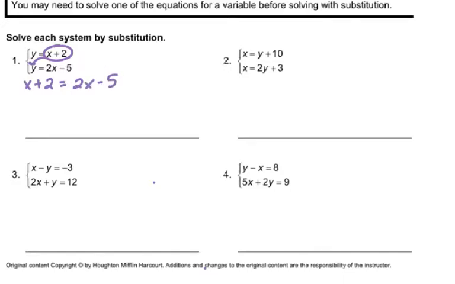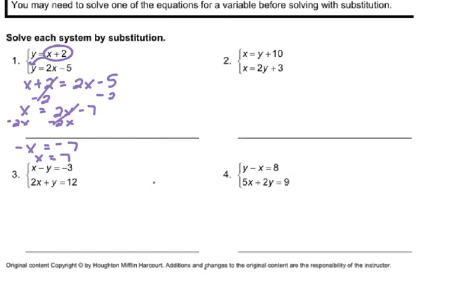So now what we want to do is solve for x. So let's just get x by itself. Let's subtract 2 from both sides. So I have x equals 2x, negative 5 minus 2 is negative 7. Okay, and now I want to get all my x's on one side and all my numbers, my constants, on the other side. So let's subtract 2x. Now we have x minus 2x, which is negative x, equals negative 7. This is the same thing as saying x equals 7, because you divide both sides by negative 1.